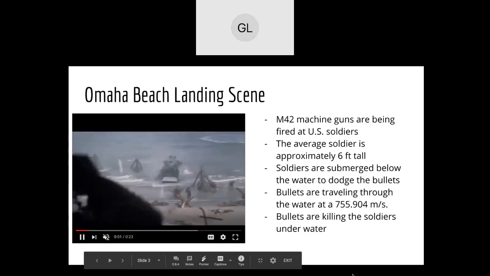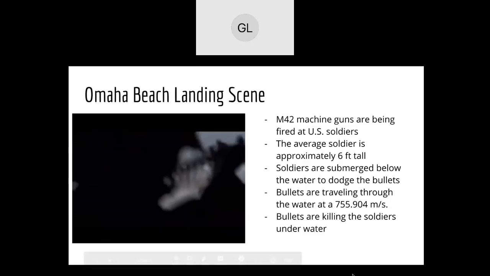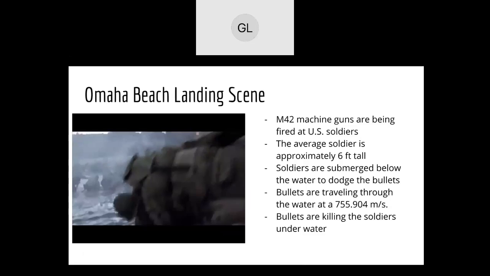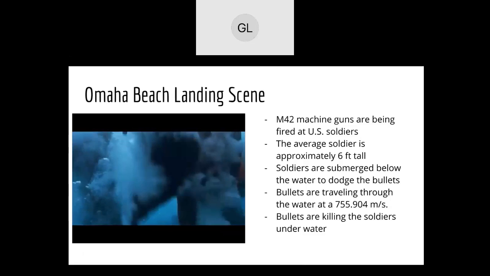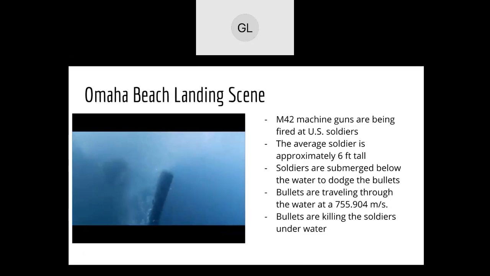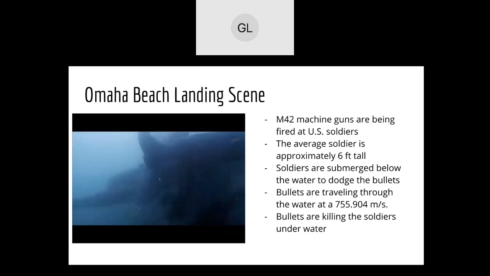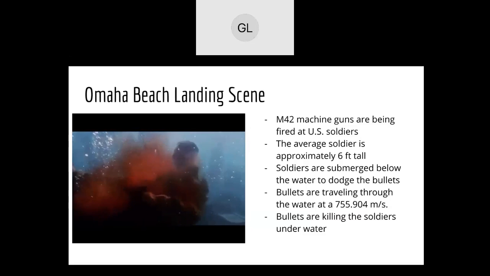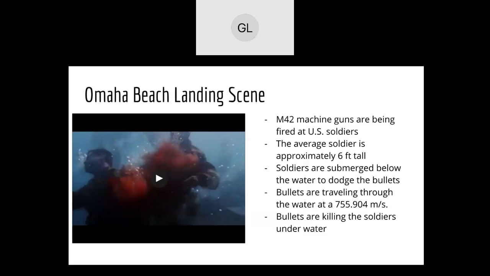So in this scene, you'll see soldiers that are up on a ridge shooting M42 machine guns. They're shooting them down at US soldiers. These soldiers are approximately 6 feet tall, and the bullets are hitting their lower extremities, so their legs. This means that the bullet must be traveling at a minimum of 4 to 5 feet through the water. The bullets are traveling through the water at a certain velocity that we'll talk about later in the slides. And this scene shows that the bullets are killing the soldiers.